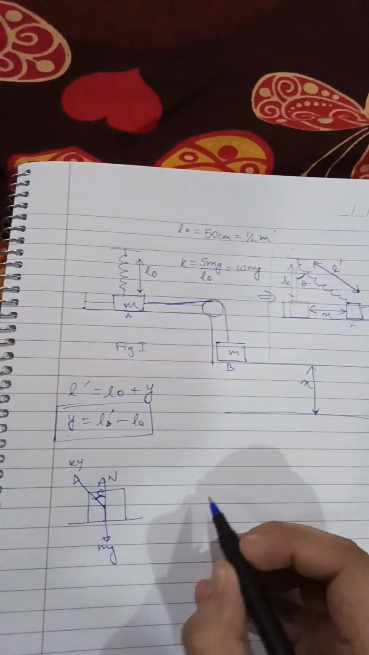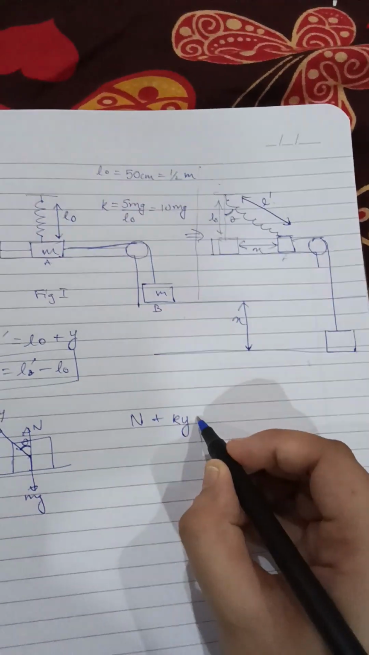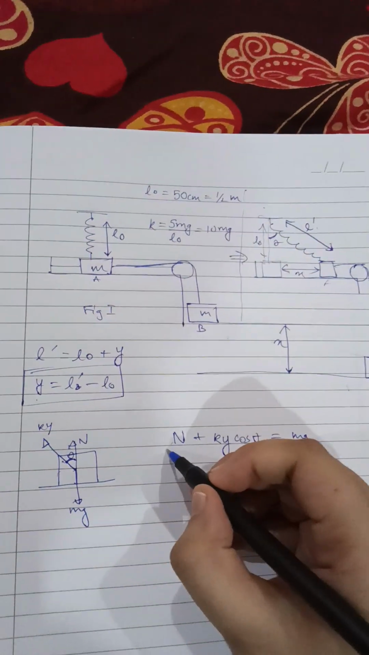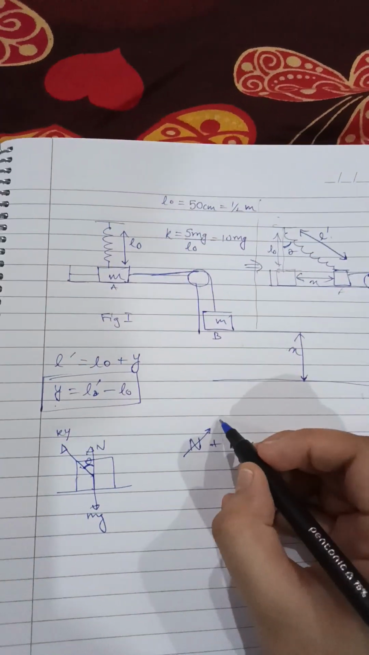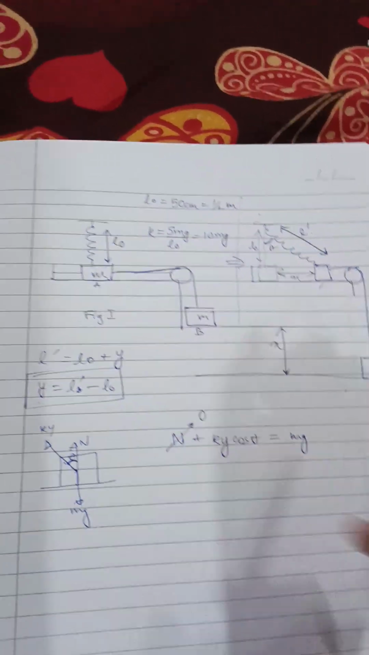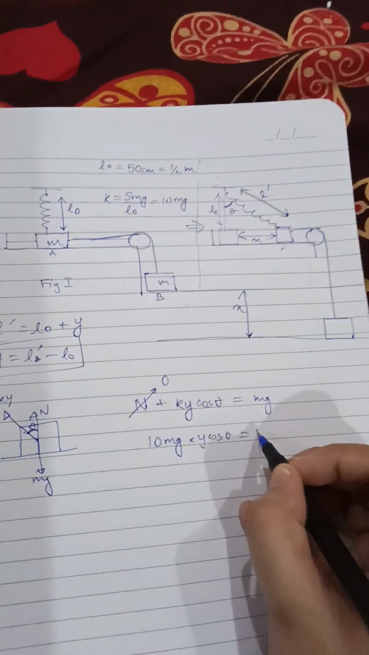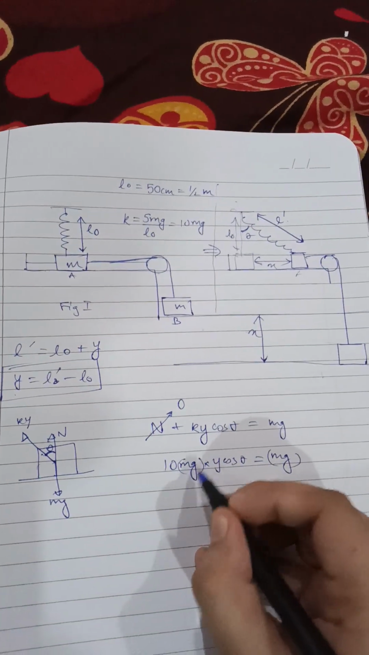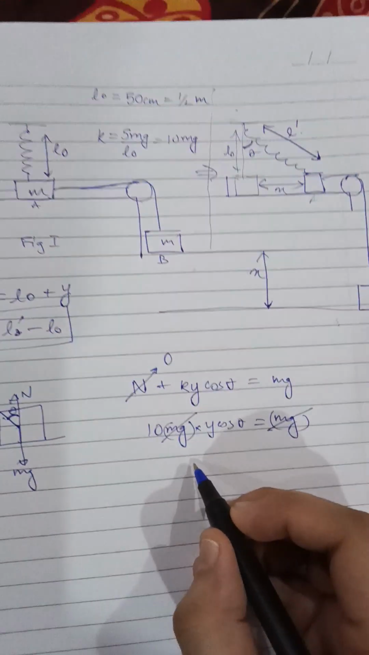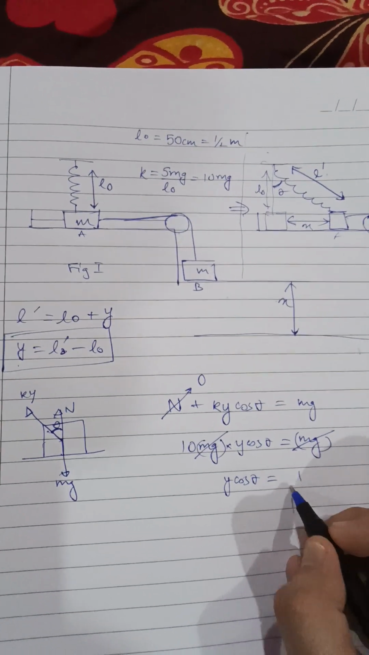So from the figure, we can write that N plus Ky cos theta is equal to mg. And like I told, at the critical moment, right before takeoff, this N becomes 0. Now we know that k equals 10 mg, so 10 mg into y cos theta is equal to mg. Now mg will get cancelled off from both sides, as it's definitely a non-zero quantity. So we at the end get that y cos theta is equal to 1 by 10.